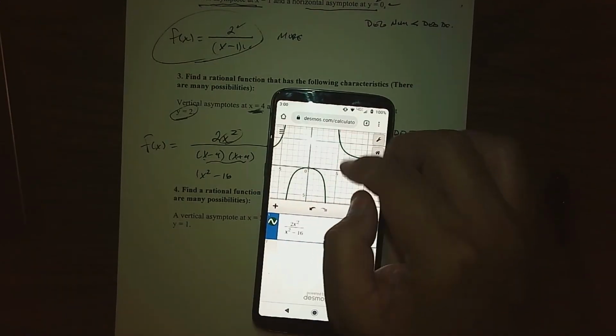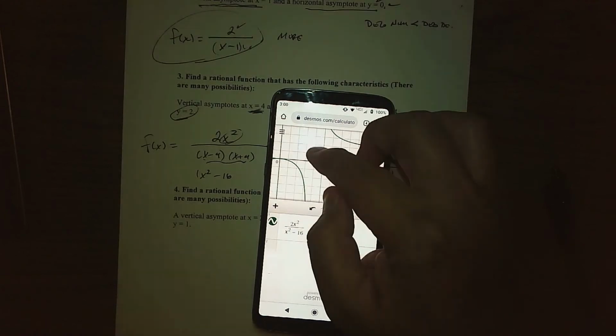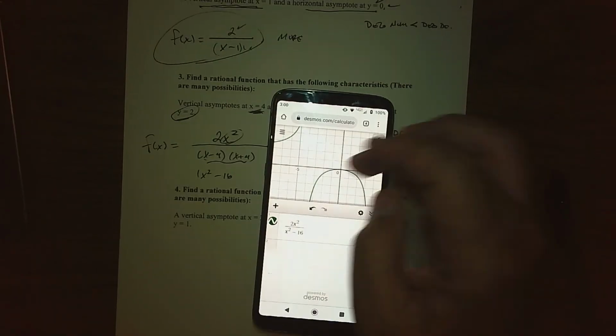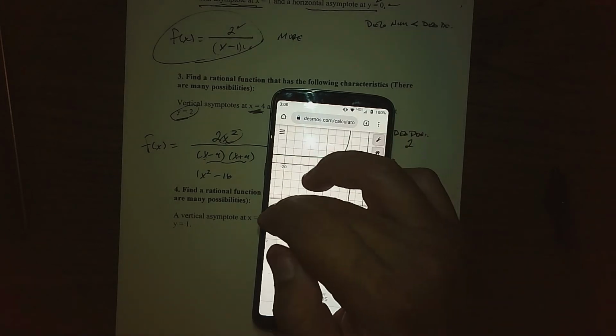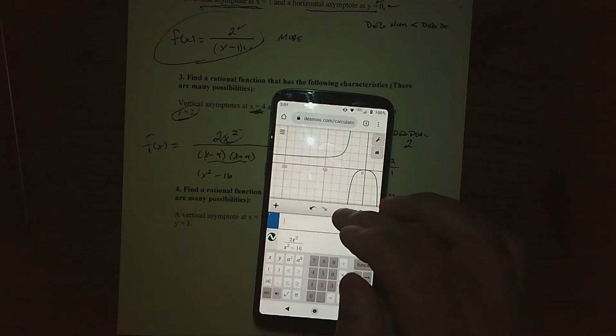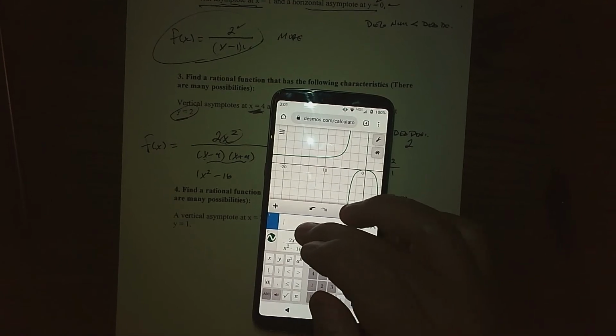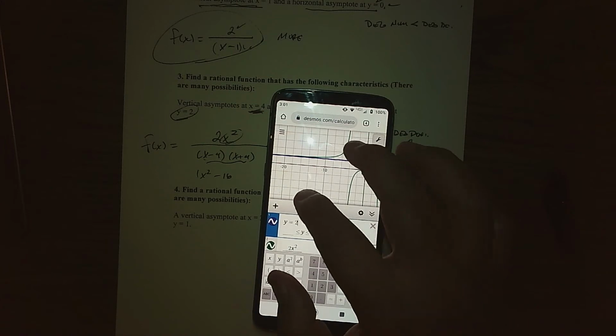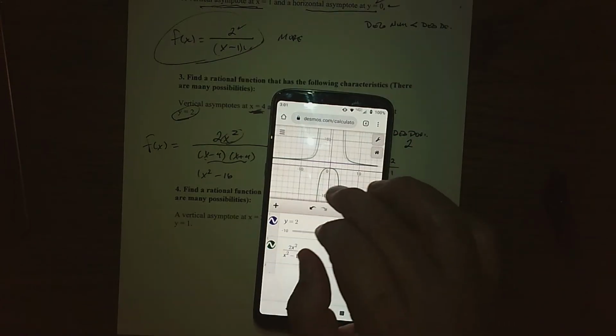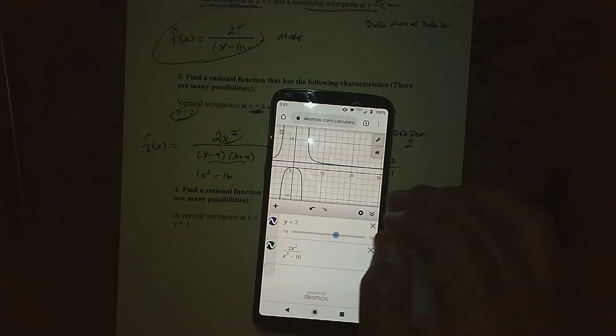Right? First of all, it has asymptotes occurring at 4 and negative 4, and it has a horizontal asymptote. It's kind of harder to see that. How about I add that in there? So the horizontal asymptote is y equals 2, right? And there you got it. So that definitely has a horizontal asymptote of y equals 2.